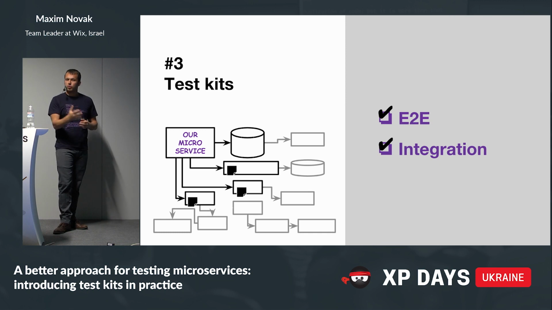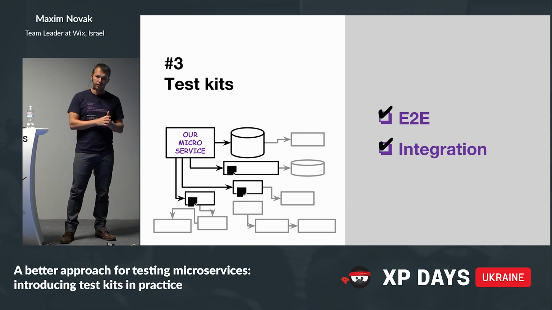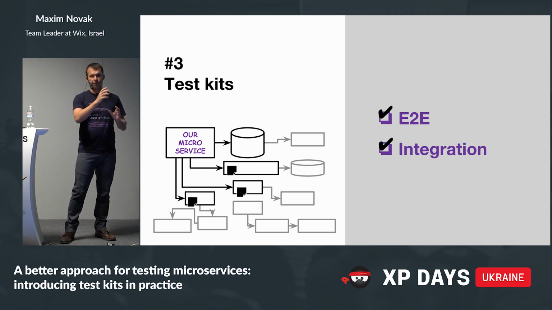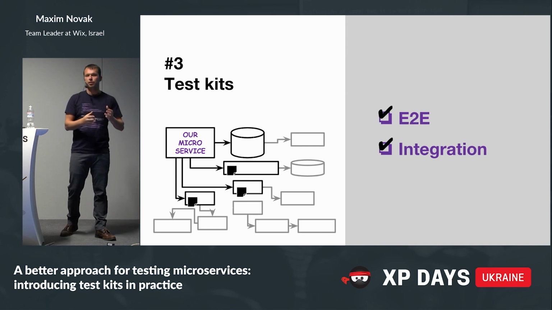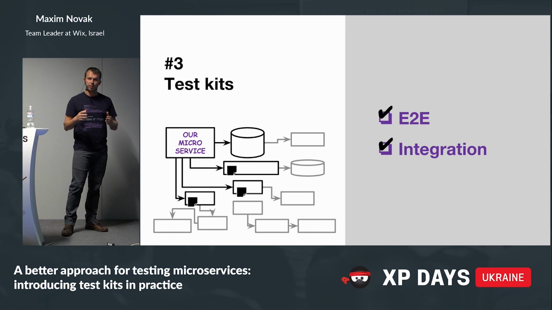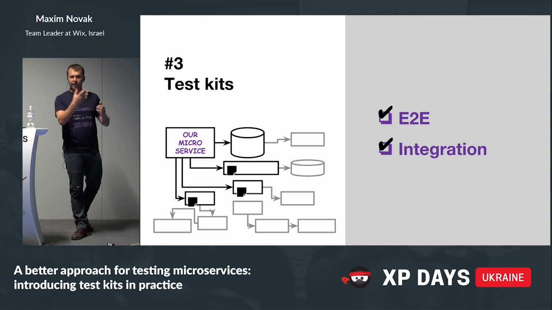The next approach, test doubles, is a legit approach. Usually we start this way with a fake, and then the test kit is a smarter fake. So sometimes we start with test doubles, and then when we see that a service has a lot of usage, we provide a test kit.